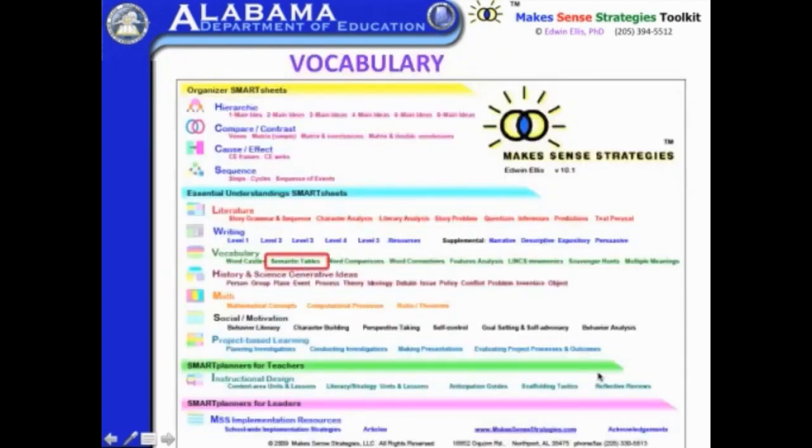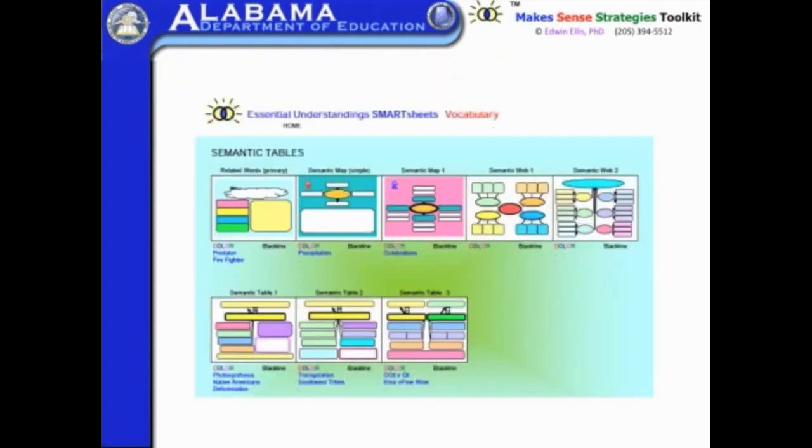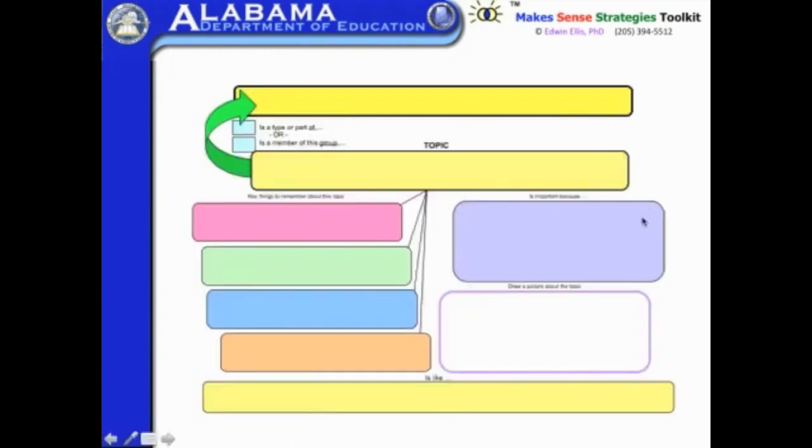In terms of semantic tables, I want to share a few examples of that. We're going to take a look at this one. This is set up so that you have your term is a member of this group or a type or a part of this bigger thing. So it's check one or the other. And then key things to remember about that term, and then why it's important.